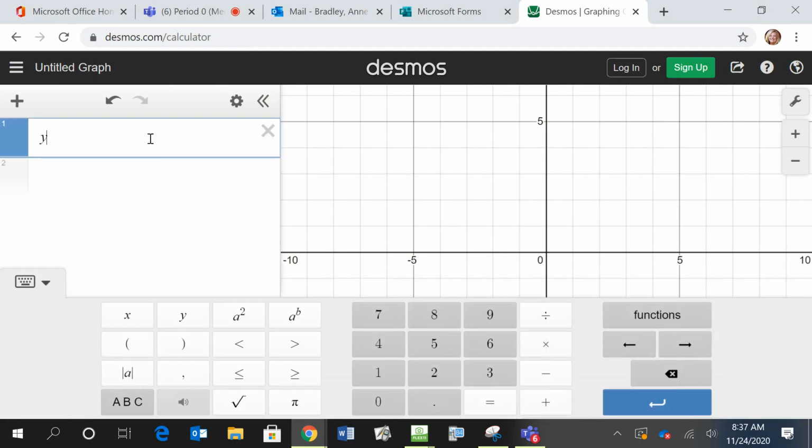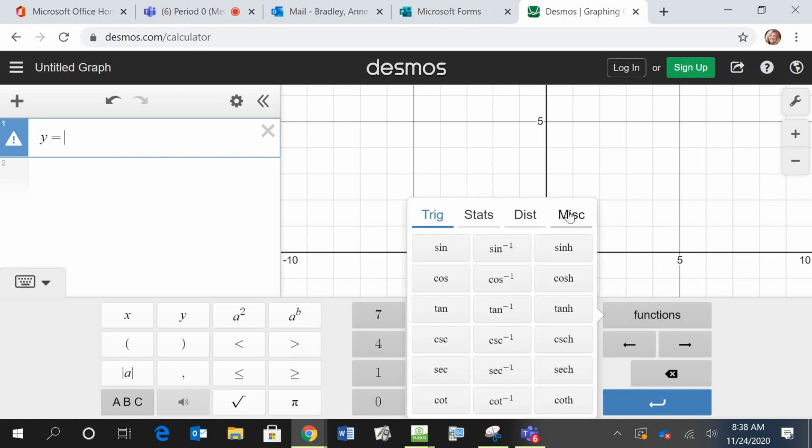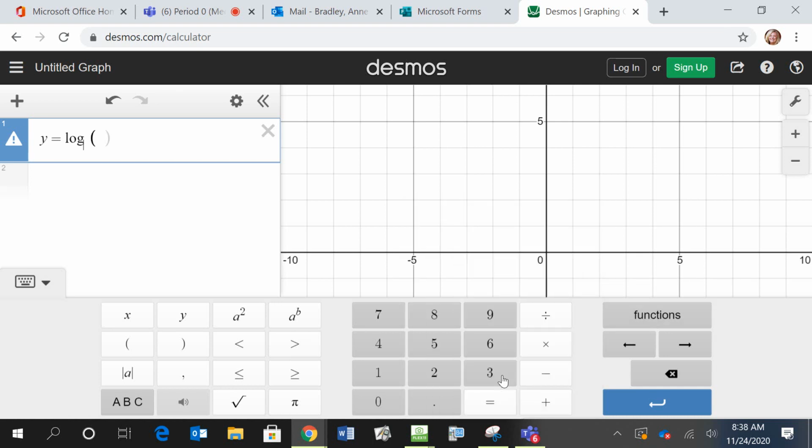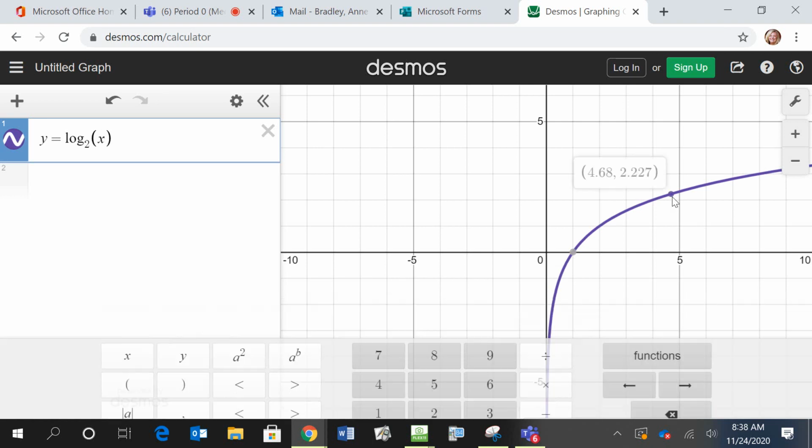So it is an equation, starts with y equals. Remember, I'm going to come over to functions, hit miscellaneous if it's not already highlighted, and log base. Now this problem is a 2, it is a 2 down below, and use the arrows to get inside the parentheses in an x. So what is the domain and range?